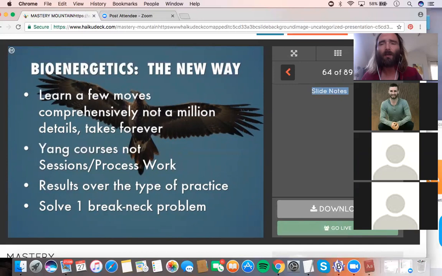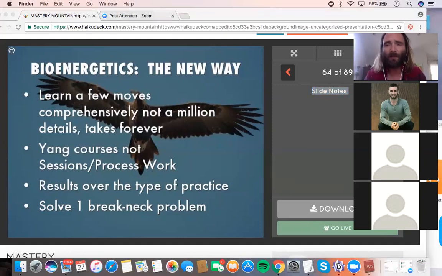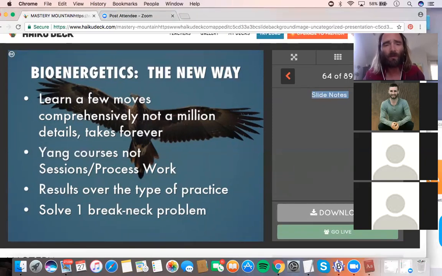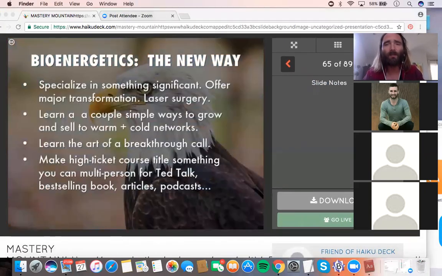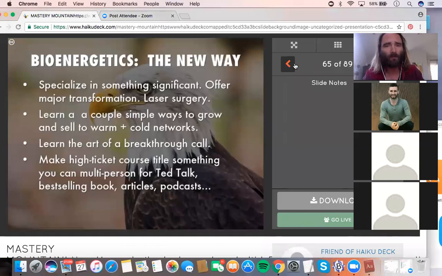Give them a result, like, oh, heal depression in 12 weeks through this process, or get rid of this anxiety, a real result through the program. And no one's doing this, but if you do, you can have a really successful career. I would say solve one breakneck problem, like something pretty severe, people's lifetime depression. Wow, you could do that with Yang medicine. That's a great program. So I'm going to teach how to do these high ticket programs with the bioenergetics.